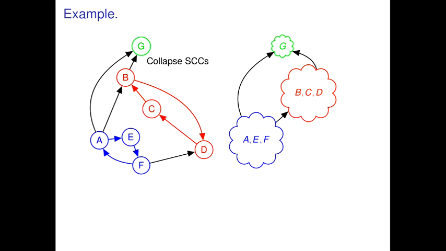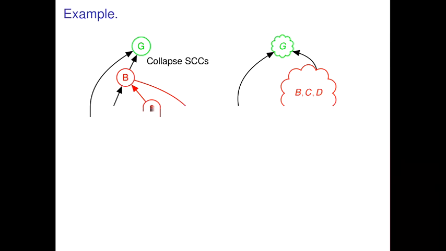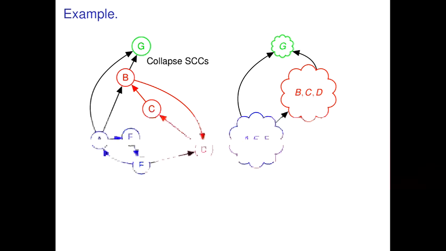Okay? Now what I did is I grouped them, and then I collapsed them, so I got rid of the graph inside, and then I just said, well, if there's any arc from AEF to G, I put in an arc from this blue cloud to this green cloud, right?